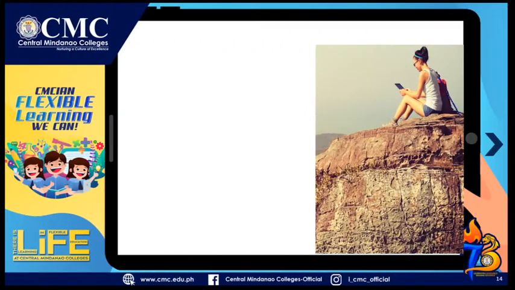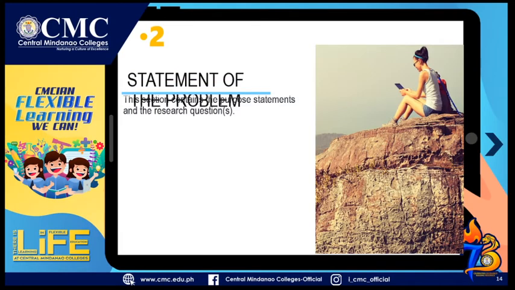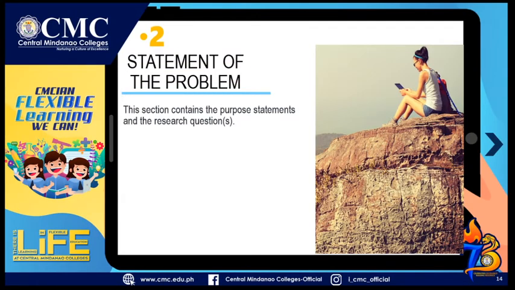And now let's go to the statement of the problem. So any question about the background of the study, you may ask me or PM me. I-PM nyo na lang. My Facebook is given naman sa inyo. Personal message lang. So, this one would be the statement of the problem. This section contains the purpose statement and the research questions.